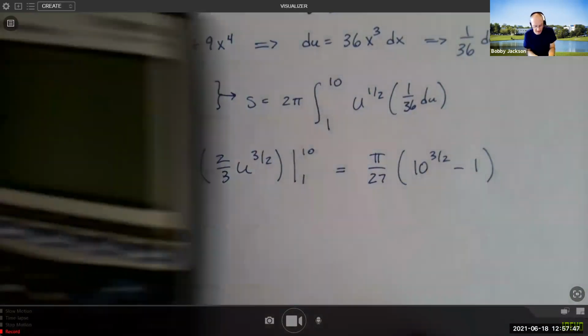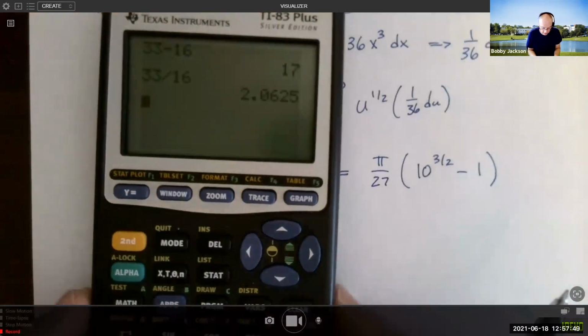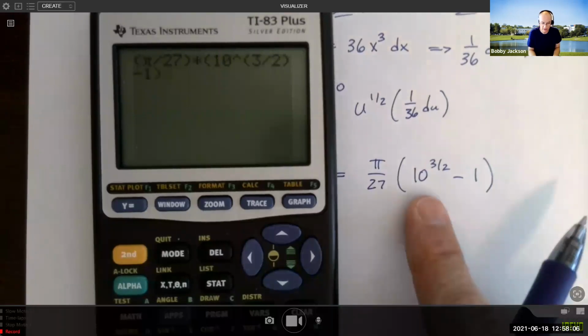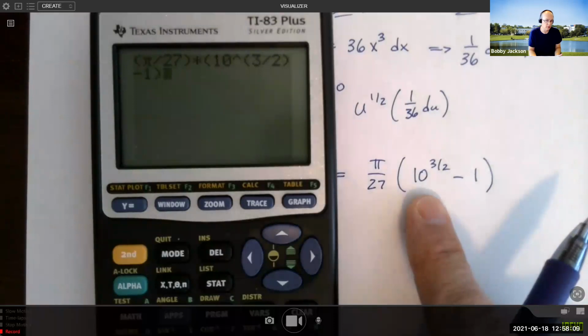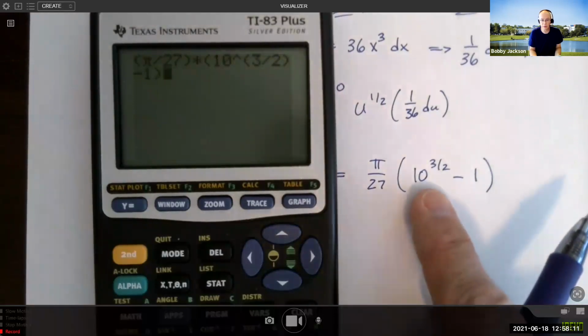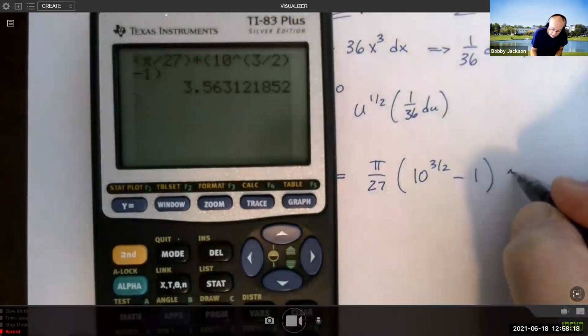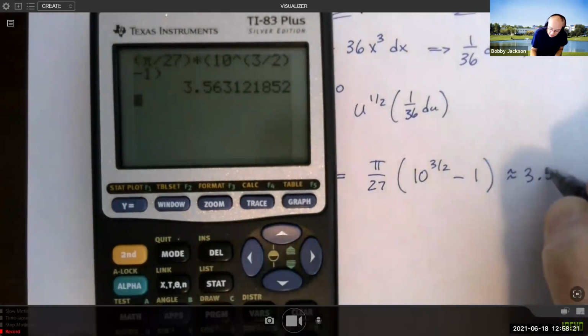We can use our technology to evaluate that real quick. So I've got pi divided by 27 times, in parentheses, 10 to the 3/2 power minus 1. Because 10 to the 3/2 power, I have no idea how to simplify that. I don't know what the square root of 10 is. I guess you could write it as the square root of 10 cubed, the square root of 1,000, minus 1. But it's approximately 3.563.